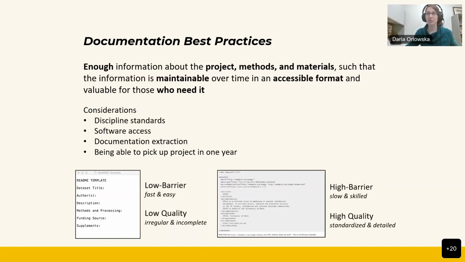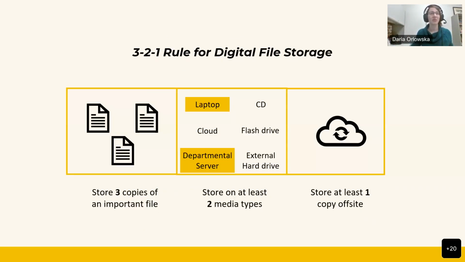So here are two examples of documentation. A README file, which is a low barrier to access and it's pretty easy and fast to assemble, but it could be irregular. And then you have something like a metadata schema, which is a high barrier, so it takes a little bit of skill, but it is very standardized and very detailed. So it's something to consider, but always make sure that you're documenting, even if you start in the middle of your project, it's better than not doing any documentation.